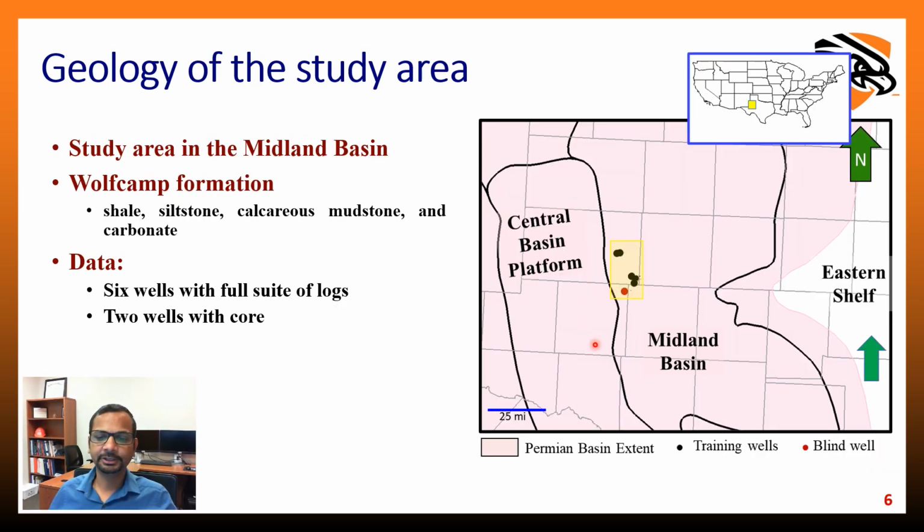Our study area lies in the Midland Basin, close to the Central Basin Platform. And the target formation here is the Wolfcamp, which consists of shale, sandstone, calcareous mudstone, and carbonate. The data that we have utilized here is from 6 wells, which have a full suite of well logs, along with 2 cores with measurements, including the core description of lithology, the mineralogy from XRD, and the TOC from Rock-Eval pyrolysis.